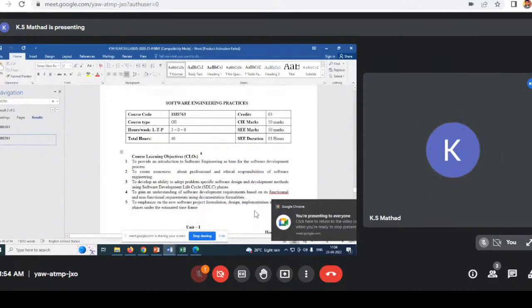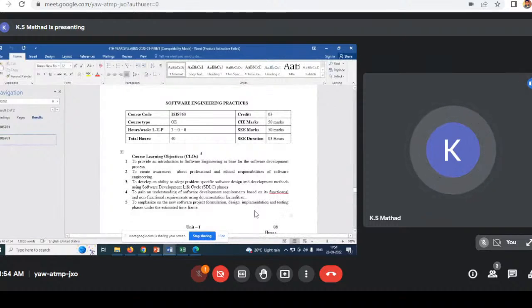Hello, everybody. I will be giving you information about the Open Elective Software Engineering Practices. So the course code is 18IS763, and it is a 300 subject wherein you are having an SEE at the end of the subject.